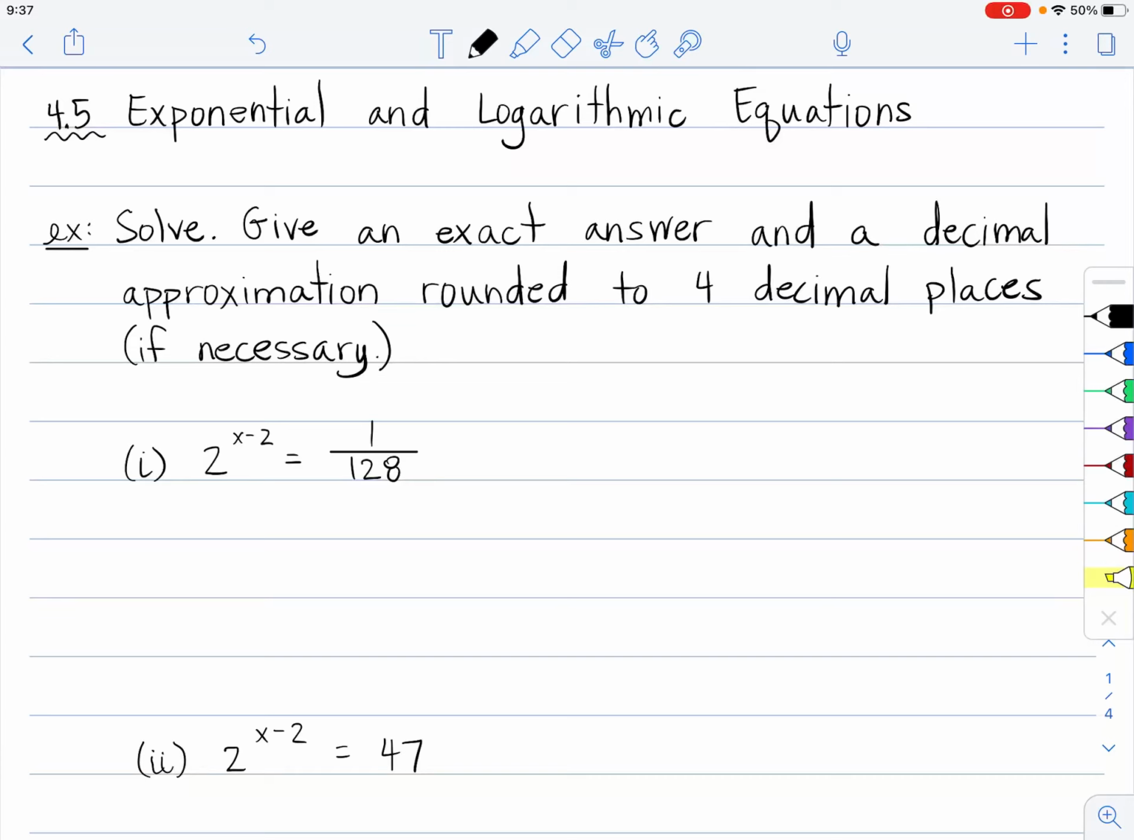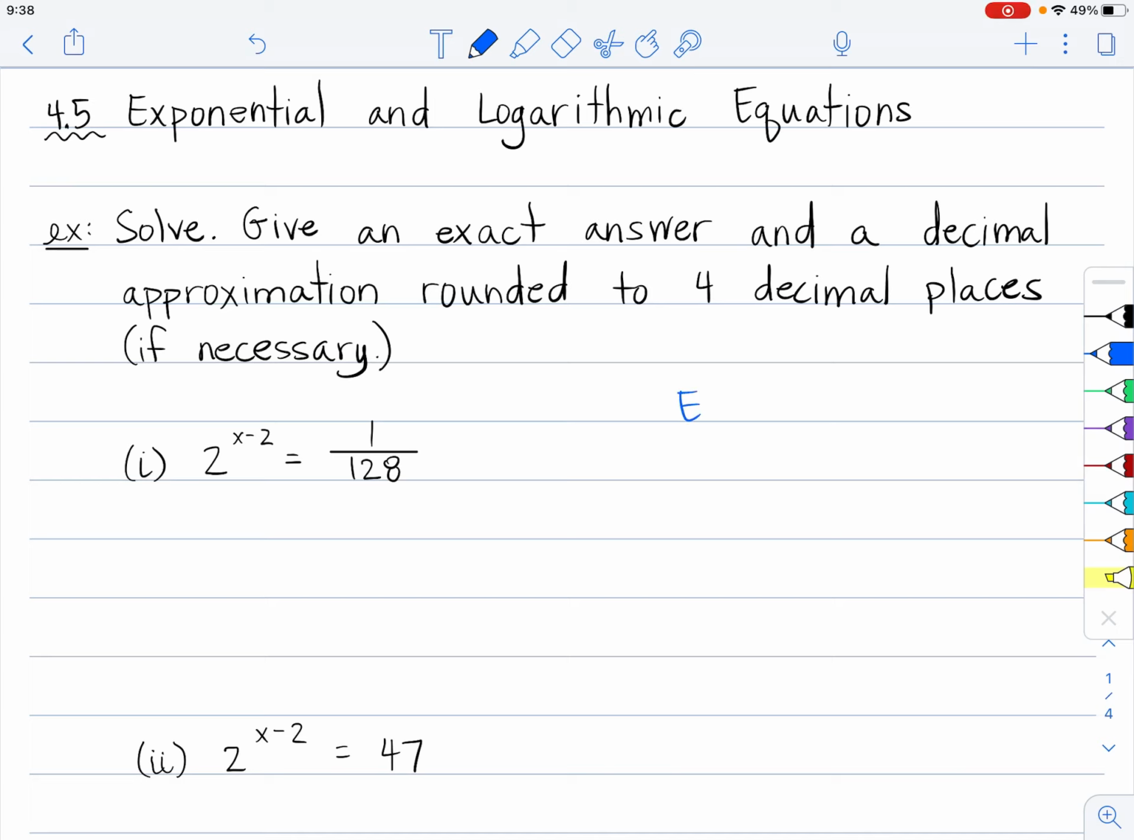In these videos, I'm covering section 4.5, which is on exponential and logarithmic equations. For example, we want to solve, give an exact answer and a decimal approximation rounded to 4 decimal places, but we're only going to do the rounding if necessary. Example number 1 is 2 to the x minus 2 equals 1 over 128. So there are going to be a few different types of exponential equations. The first thing that you need to know is what makes it an exponential equation.